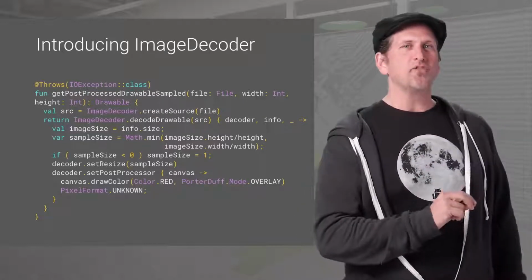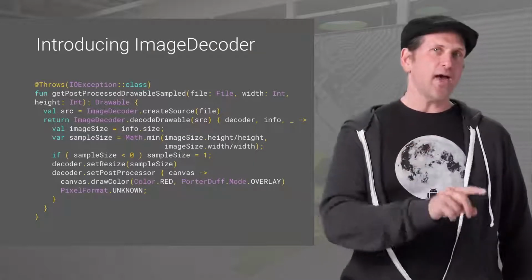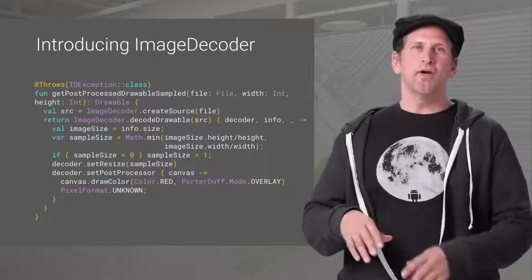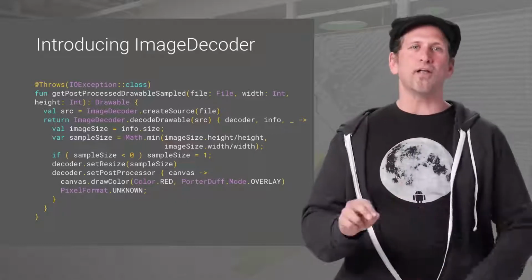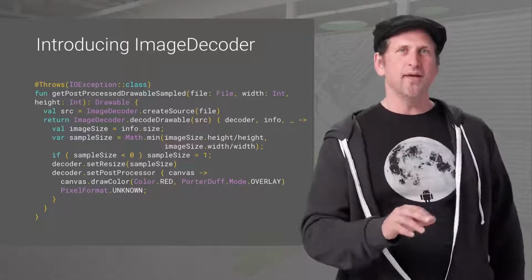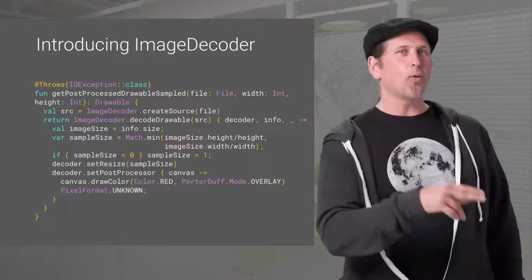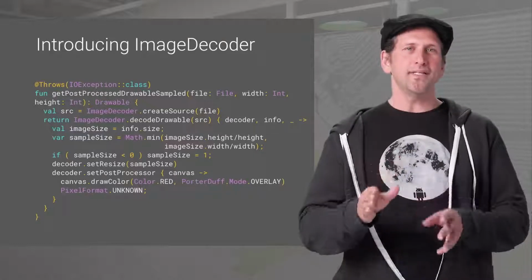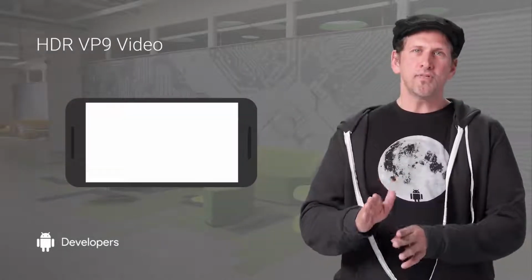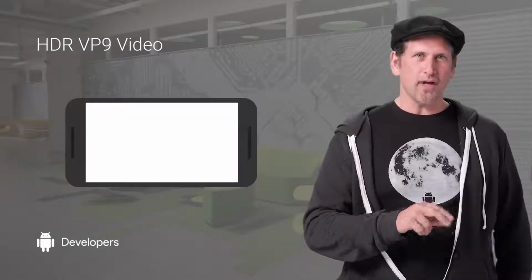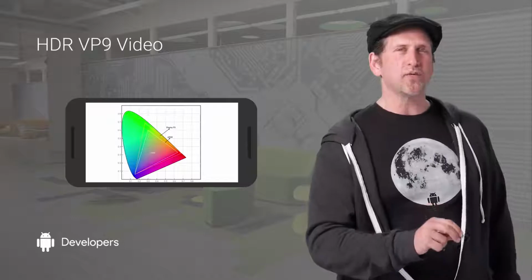Image Decoder allows you to supply a callback that is called after the header is decoded, where you can alter the output, rather than having to decode the header twice. Decode Drawable allows you to create drawables directly. And if the encoded image is an animated GIF or WebP, the drawable will be an instance of the new animated image drawable.